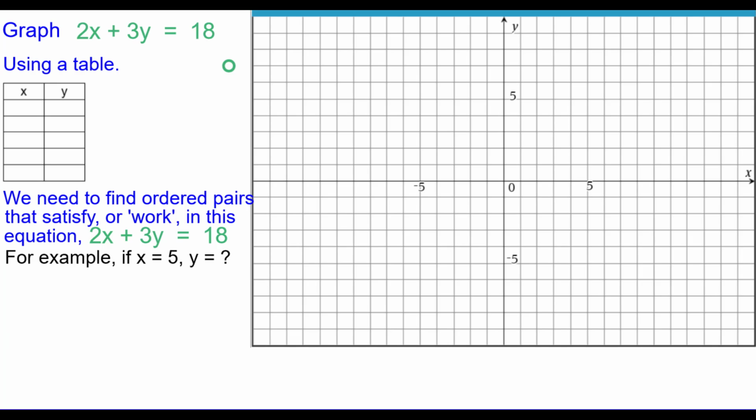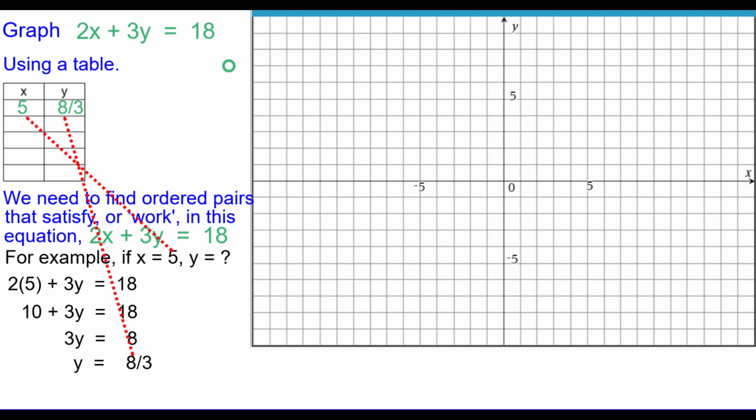So if x is equal to 5, we'll put 5 in place of x, and then 2 times 5 is 10. We'll subtract 10 from each side, and then divide each side by 3. Putting that ordered pair into the table. But we hope there's a better, faster way than this.